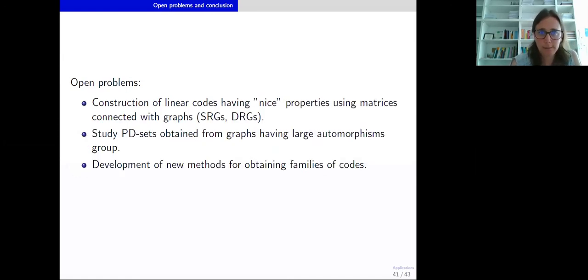Some of the open problems regarding what I mentioned today are the construction of linear codes having nice properties. By nice properties, I mean self-orthogonal or maybe even self-dual properties, using matrices that are connected with graphs, as we did with the Seidel Laplacian, signless Laplacian. Another is the study of PD sets obtained from graphs having large automorphism groups. This is something that is very much appreciated in the engineering world, in the sense that such a set can give you a very nice decoding method. And of course, always the development of new methods for obtaining some families of codes, especially linear codes or some other codes.